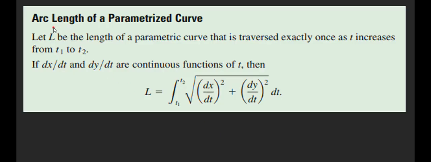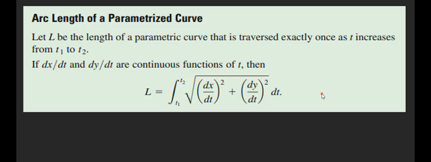Now to find the arc length of a parametric curve, what you need to do is take the integral of the square root of quantity dx dt squared plus quantity dy over dt squared, from t1 to t2. Now the common mistake is students forget to put dt, which is outside the radical. So don't forget to put dt in your setup.